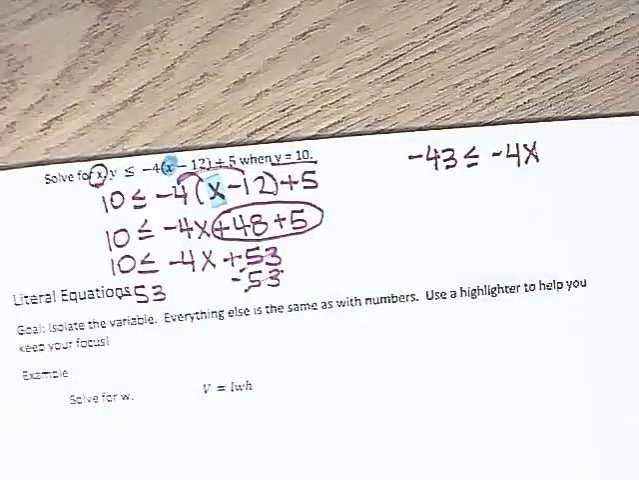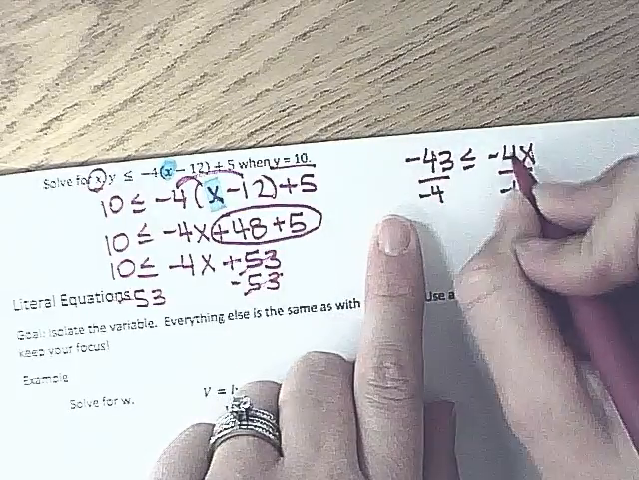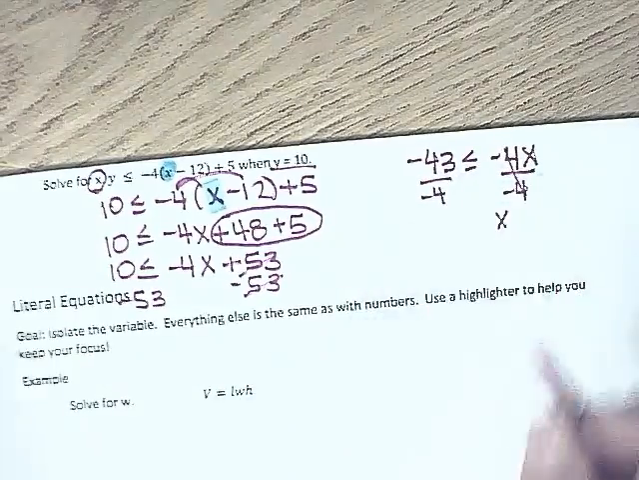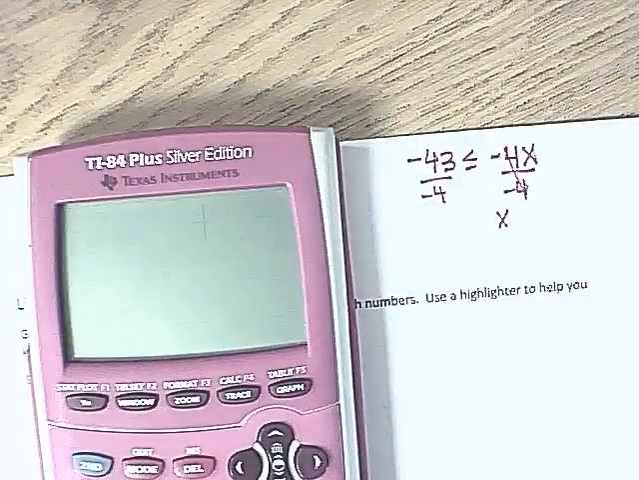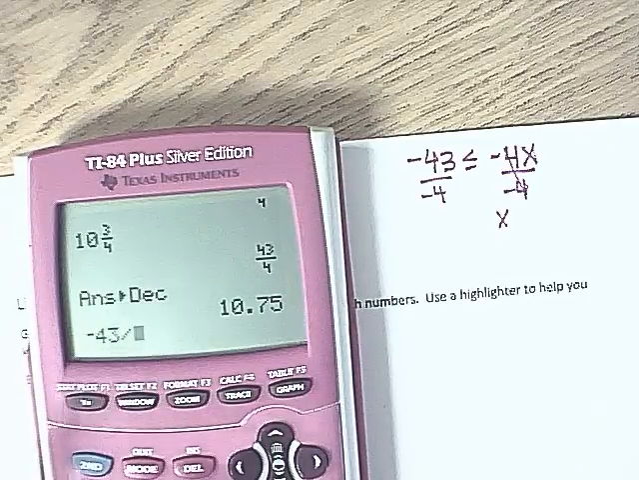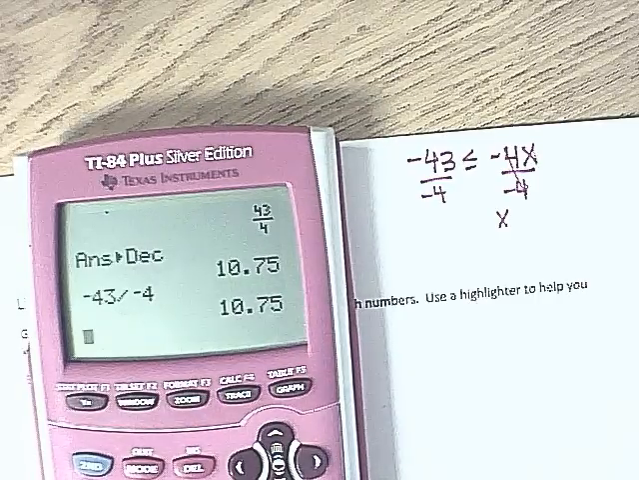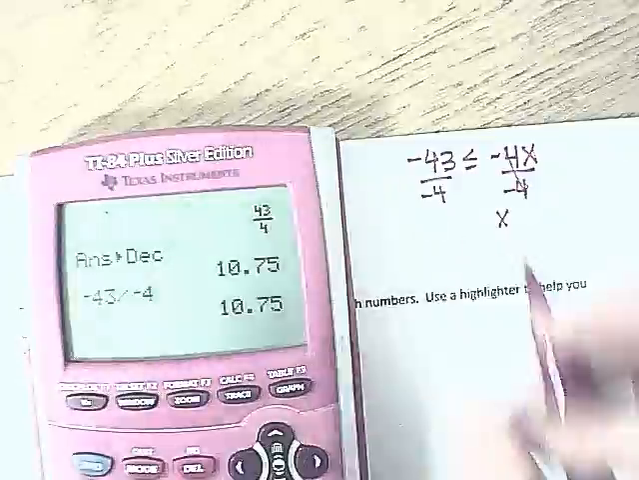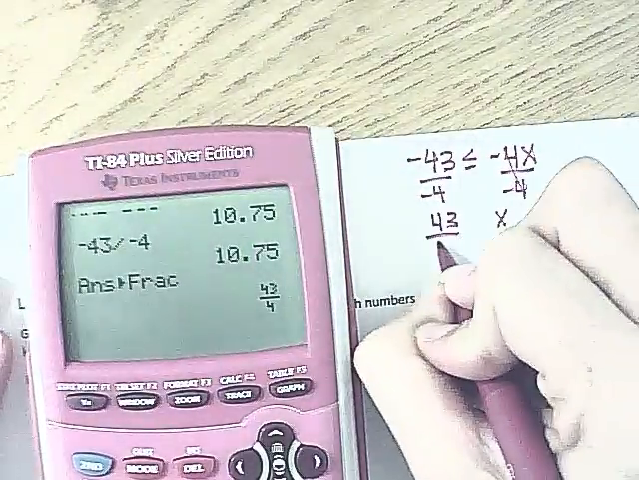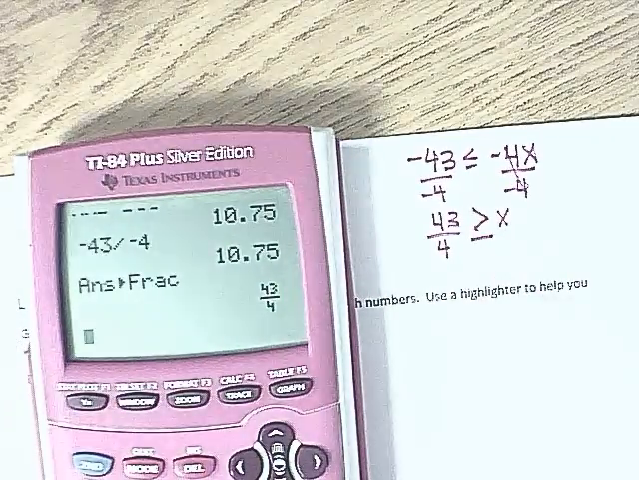Now all I have to do is get rid of that negative 4. So I'm going to divide both sides by negative 4 because the inverse of multiply is divide. And negative 43 divided by negative 4, if I do that in my calculator, you'll see negative 43 divided by negative 4 is 10.75. And that's kind of gross. My teacher does not like decimals. So I'm going to change it back to a fraction, and it just turns out to be 43 over 4. I divided by a negative, so I've got to be sure that I flip my inequality.